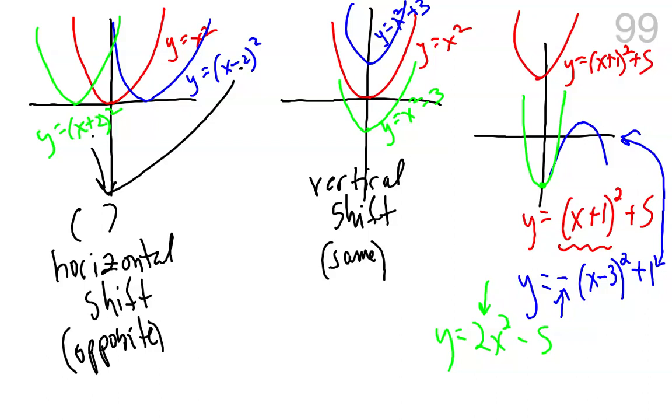So in general, what we say is this: y equals a times x minus h squared plus k. You don't have to go nuts remembering the formula, just remember this.